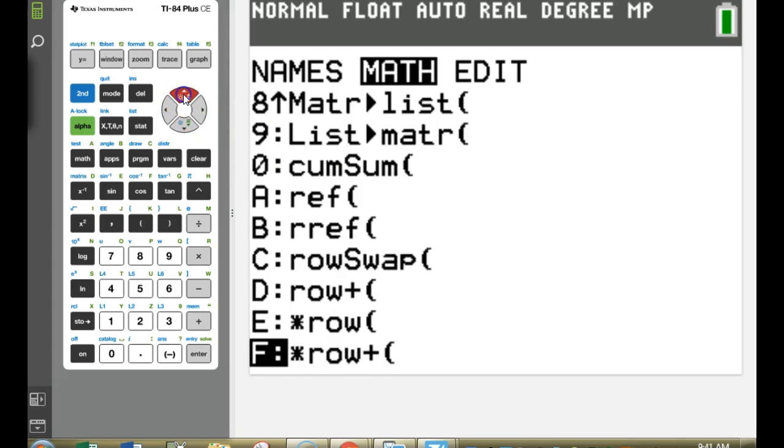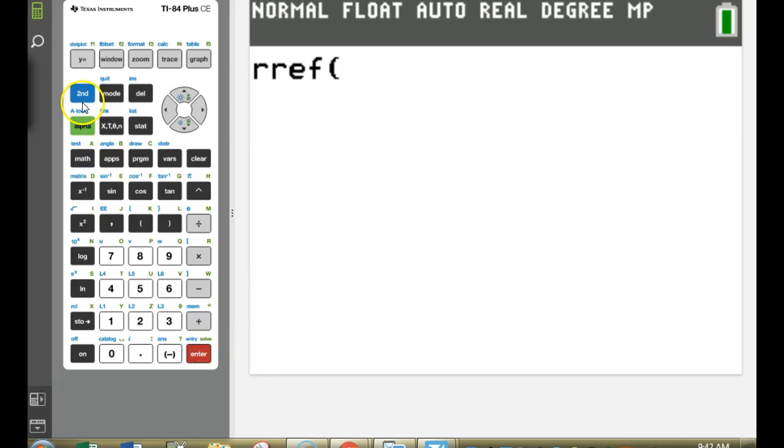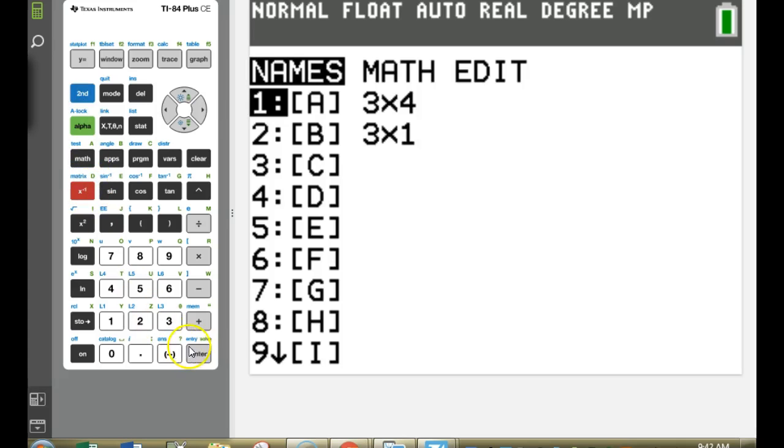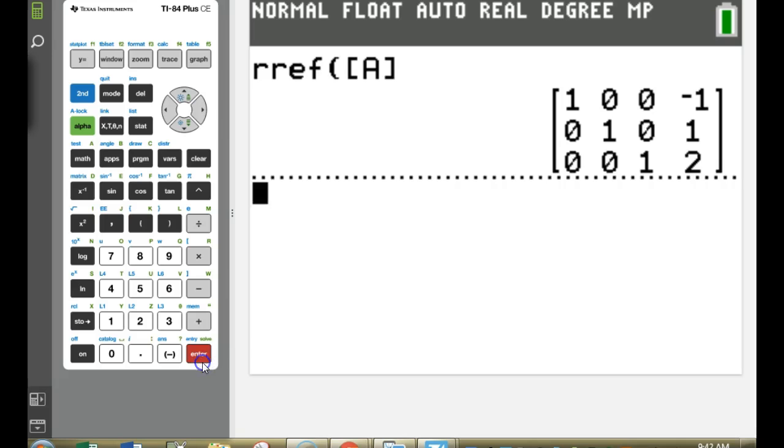I'm going to arrow up to get there a little faster, but you're looking for RREF. It's B. Now there is just row echelon form, and there's reduced row echelon form. Reduced row echelon form means it's been reduced as far as it can be. It's the nicest one, okay? So find RREF, hit enter, and then you got to put the name of the matrix that you want it to do that to. So go back, second matrix, A, enter.